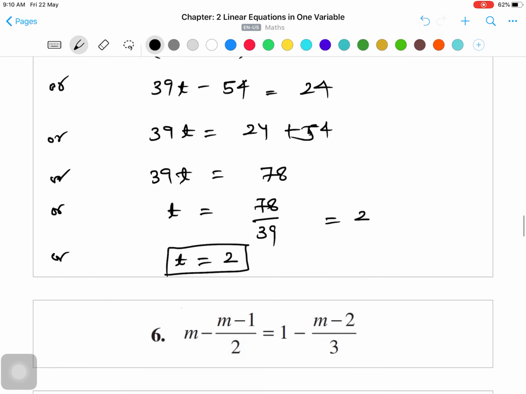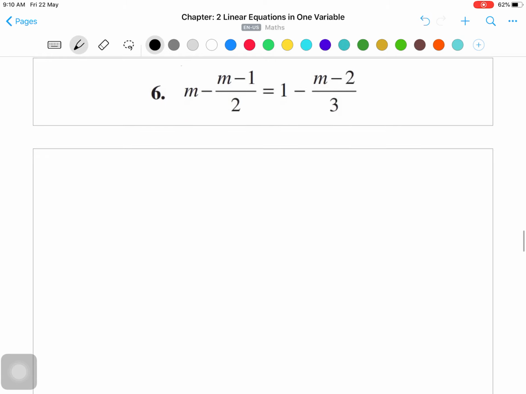Moving to the next one now. Equation number 6 we have. First write the equation: m minus (m minus 1) by 2 equals 1 minus (m minus 2) by 3.